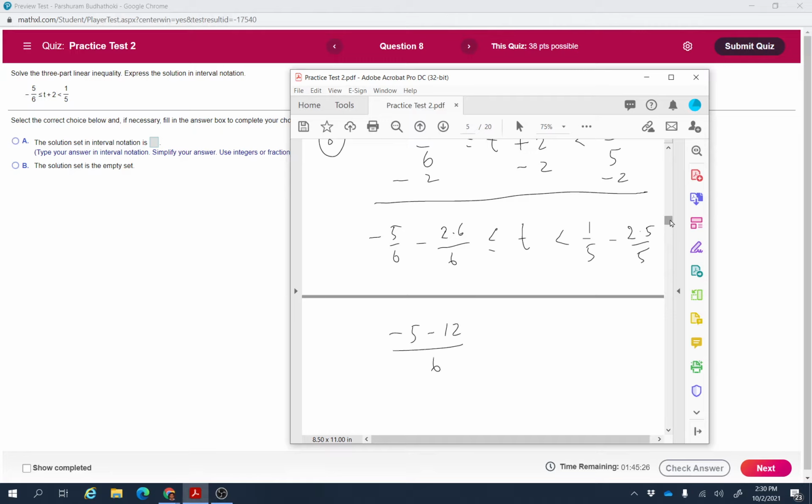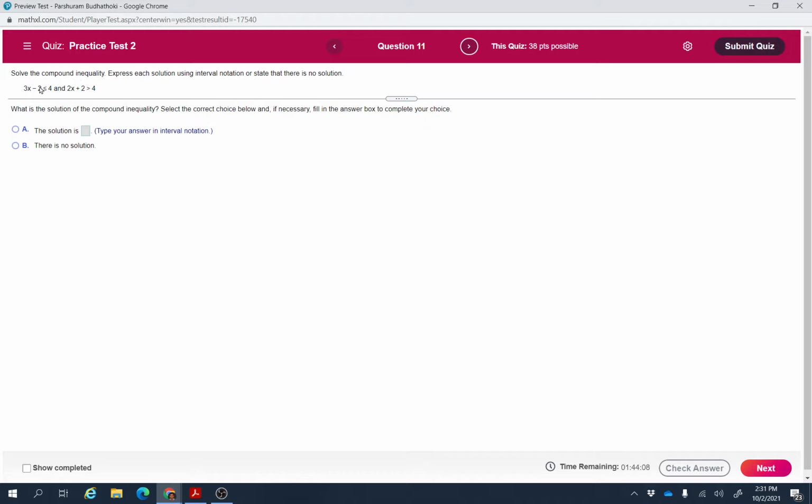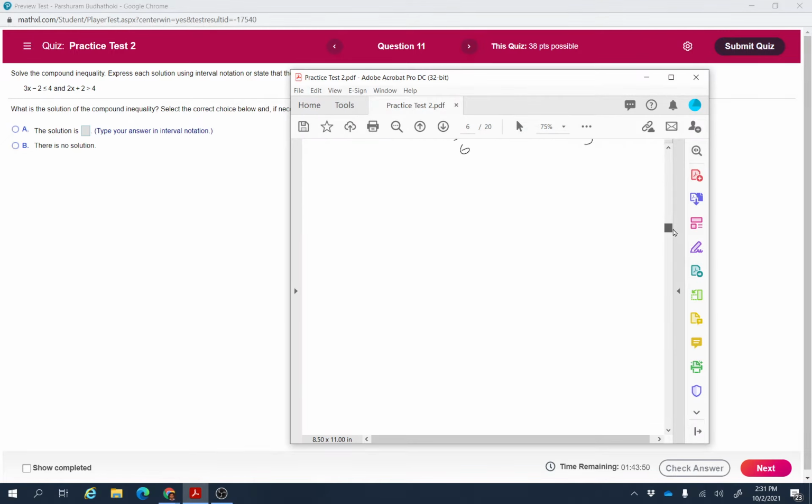Okay, this is the compound inequality. So you have two different inequalities, and there is an and. That means solve the left one, solve the right one, and find the intersection between them. If there is an and, you have to find the intersection of the solutions of the left and the right one. So let me just do it here. This is problem 11. You have to solve the left inequality, which is 3x minus 2 is less than or equal to 4, and the right inequality, which is 2x plus 2 greater than 4.